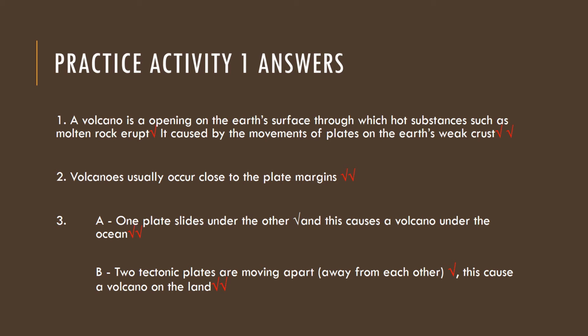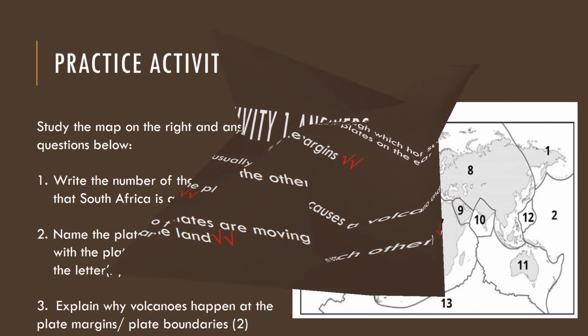Number 3, picture A. One plate is sliding under the other. You give yourself a mark for that. And this causes a volcano under the ocean. And that is for 2 marks. Picture B. 2 tectonic plates are moving apart, meaning they are moving away from each other. You give yourself a mark for that. This causes a volcano on the land. And that is for 2 marks.